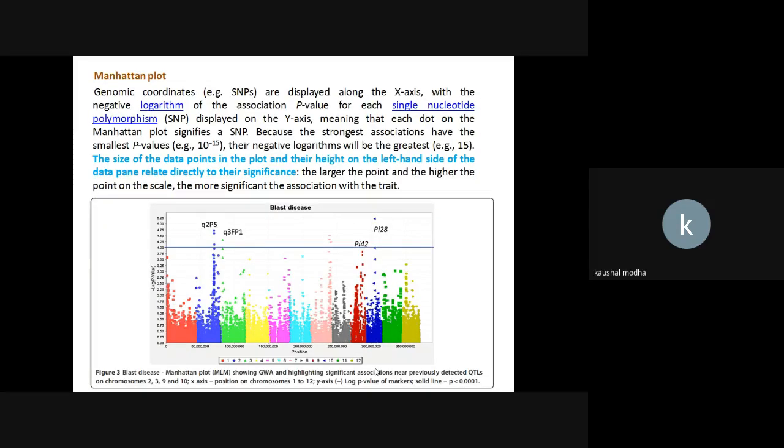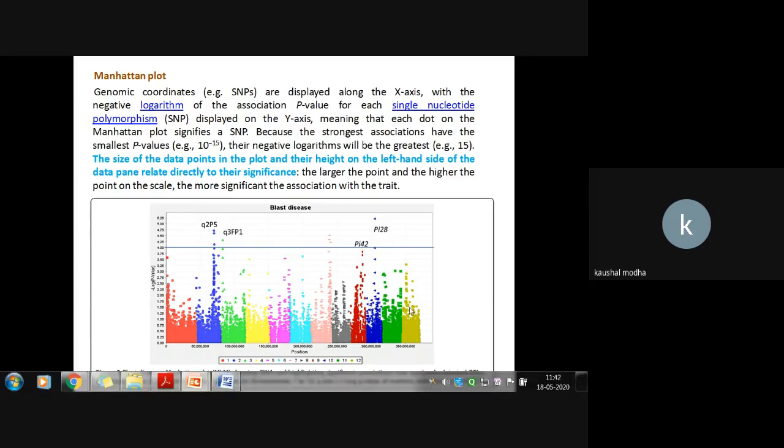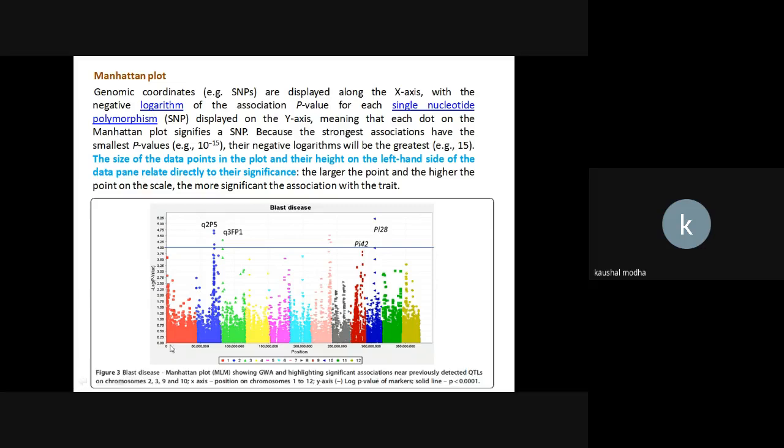And mostly this probability, in logarithmic terms, is expressed in terms of this Manhattan plot, because this looks like the buildings, multi-story buildings of Manhattan, which is a part of New York. It is called Manhattan plot. In this, on x-axis, we have different chromosomes. This is for rice, so there are 12 chromosomes. If you just work out the colors present, there are 12. It indicates the first chromosome, second chromosome, up to 12th chromosome. Each dot indicates the SNP present at a particular location, and this is the negative logarithm of p-value.